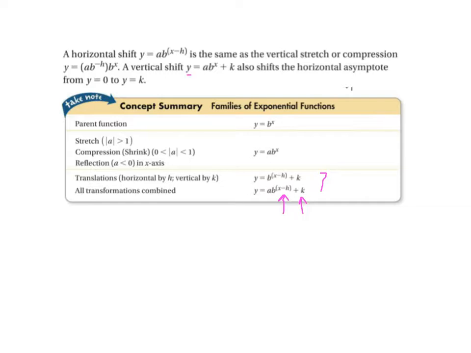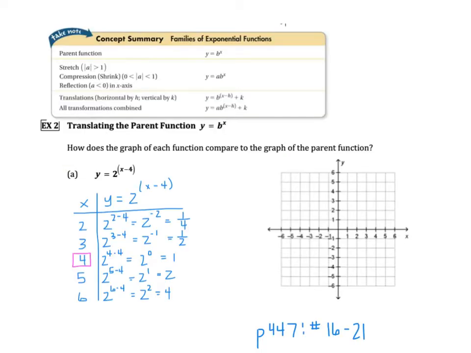And so let's take a look right here. It shifts the horizontal asymptote, and no longer is it the x-axis, which is the line y equals 0, but it changes that asymptote to the line y equals k. Okay, if you take a look at this function that we're going to graph, all we have here is a horizontal shift. We have a -4, and remember, minus means to the right. So this is going to have a shift to the right by 4 units.